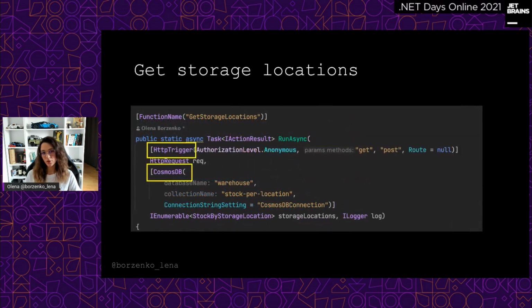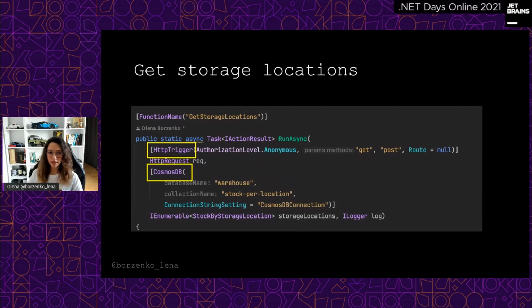And because I also want to be able to receive this information from my client, I'm using HTTP trigger and Cosmos DB input binding. So when I trigger this function, I will receive everything that is in the stock per location container. And we will see later that there will be 2 more lines of code to log some information and basically return the whole collection back to the client.